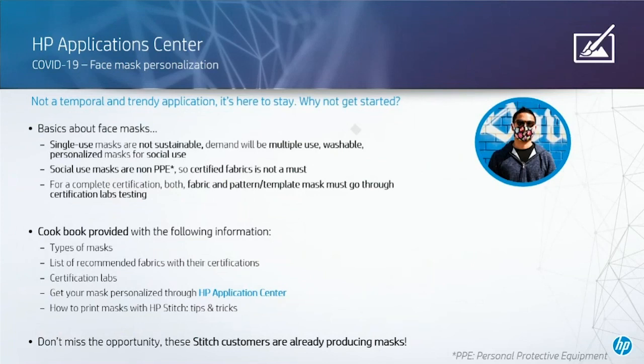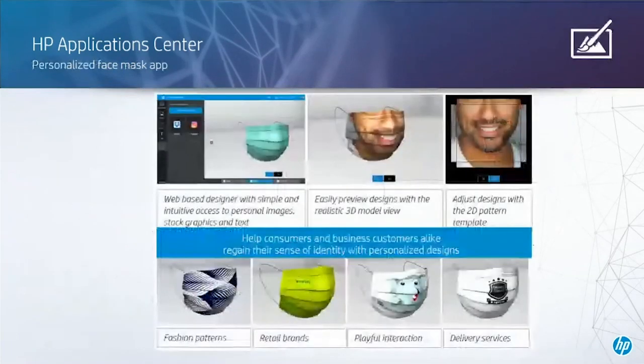So we didn't only want to just come up with a cookbook or a how-to. We wanted to make it different. So we actually put it in the application center so your customer can go on and design the kind of mask they want and upload it and then print it. So here really quick is kind of a preview of what it looks like. You can actually look at a 3D rendering of it, which I feel like is really cool. And then you can select from a brand, a pattern, or even upload your own.